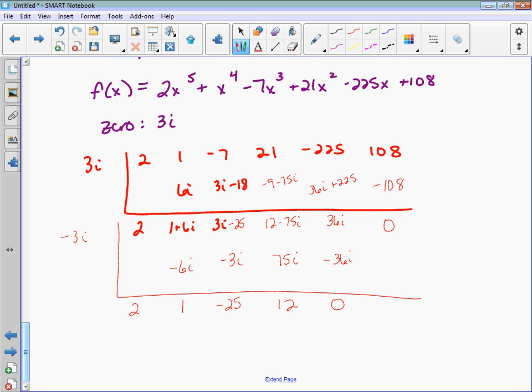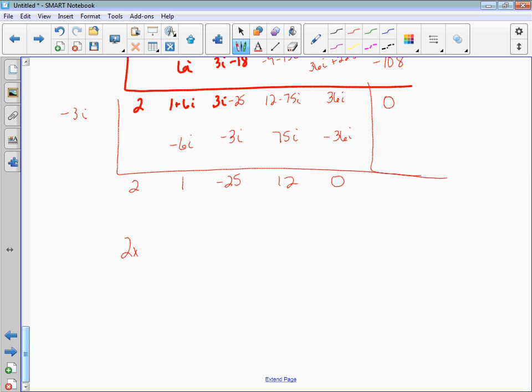Are you with me on that? That one was a lot nicer, wasn't it? So you can be so nice the second time. We cut this off because that was the remainder on the first one. So now I'm only looking at that, your remainder is 0. So now I've got 2x cubed plus x squared minus 25x plus 12. You with me there?